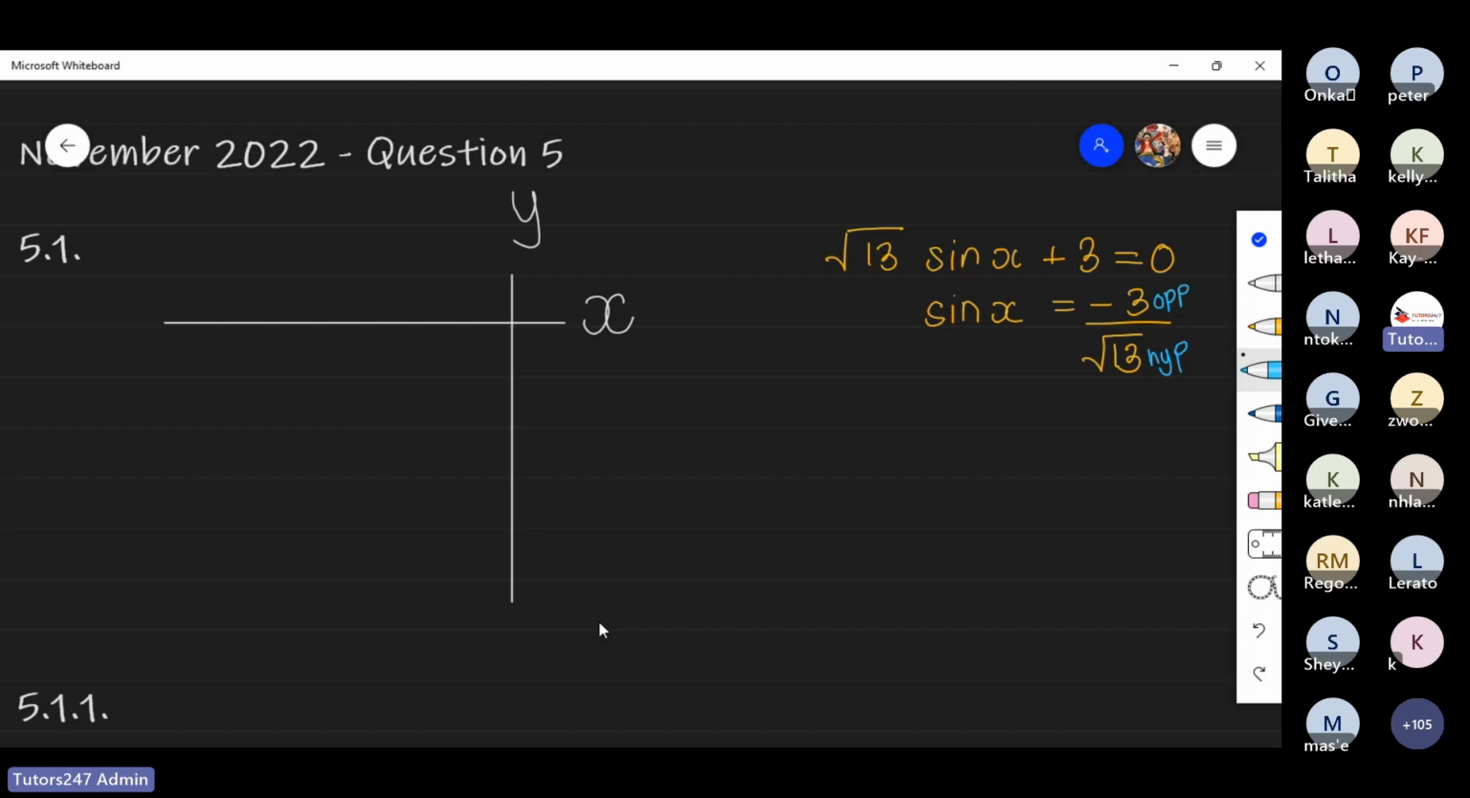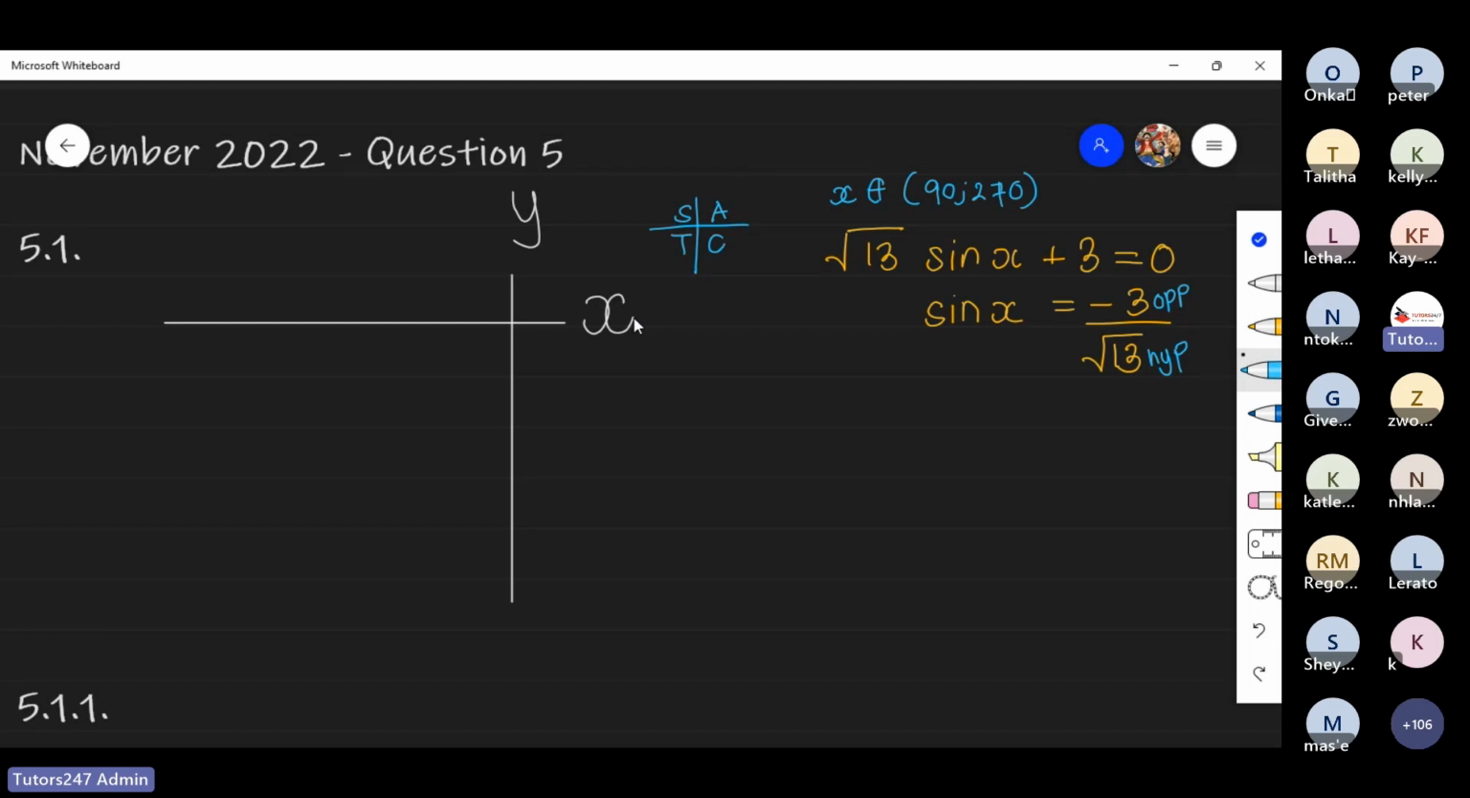Step number 2, we now need to identify which quadrant this is going to be in. Keep in mind that they've mentioned that x is an element from 90 degrees to 270 degrees, meaning that it's either in quadrant 2 or quadrant 3. So how are we now going to narrow it down? Let's think back to our CAST diagram. So I'm going to redraw my CAST diagram. Now, if you look at the CAST diagram, you can see that in quadrant 2, sine is positive, and in quadrant 3, tan is positive, which means sine will be negative.